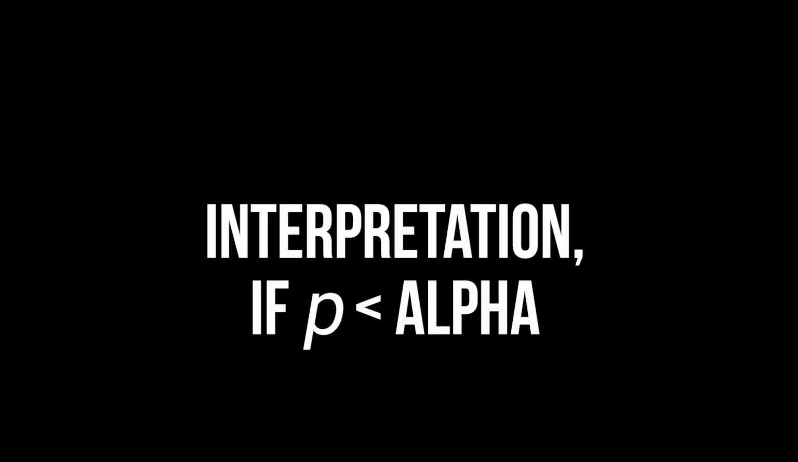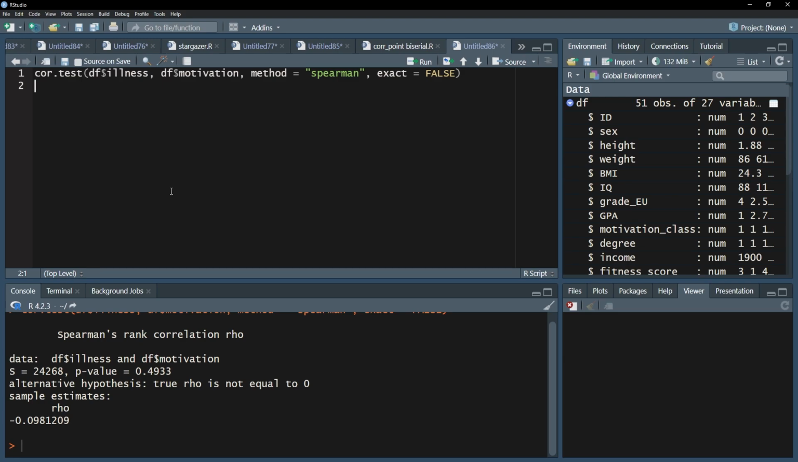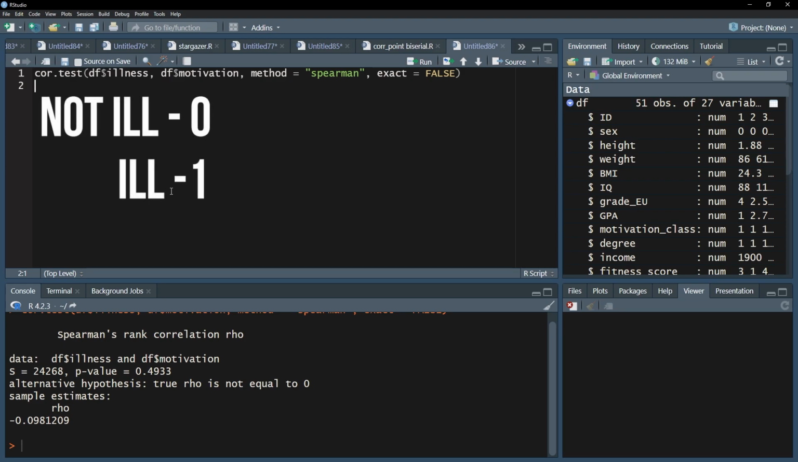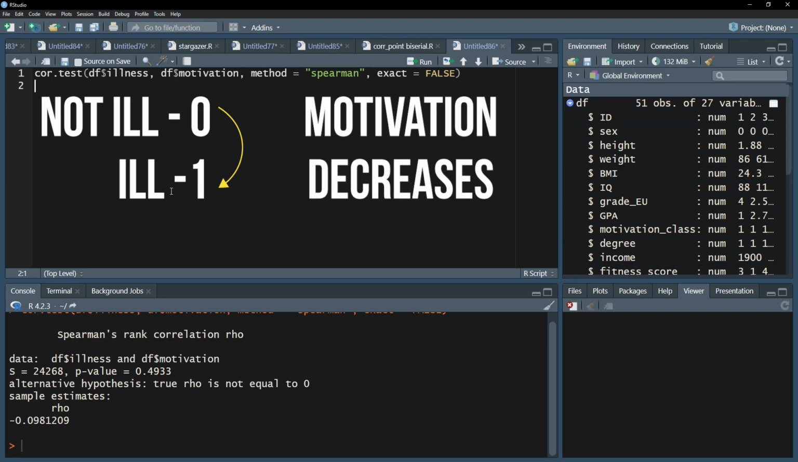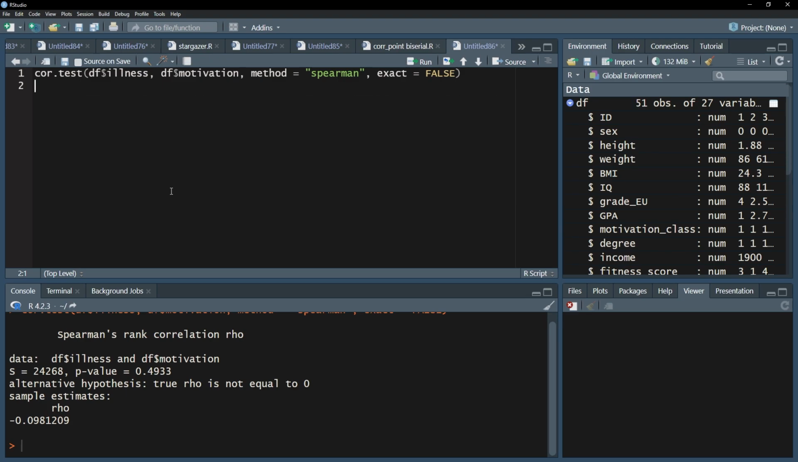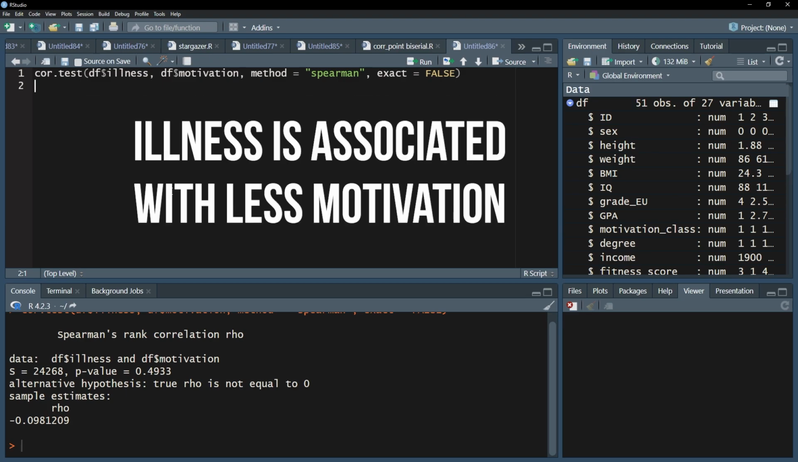But what if the p-value were low enough? This is a thought experiment to demonstrate, in case of a low enough p-value, how a rank-biserial correlation would be interpreted. The rank-biserial correlation tells us that if we increase the illness by 1, aka we go from absence 0 to presence 1, the motivation decreases. Put another way, ill patients have a lower motivation, or the other way around. In other words, illness is associated with less motivation, if the p-value were low enough, which it is not.